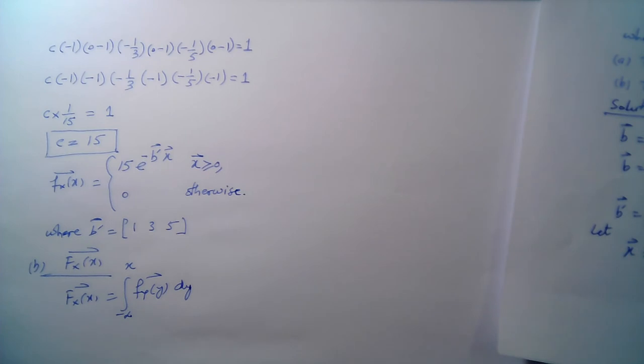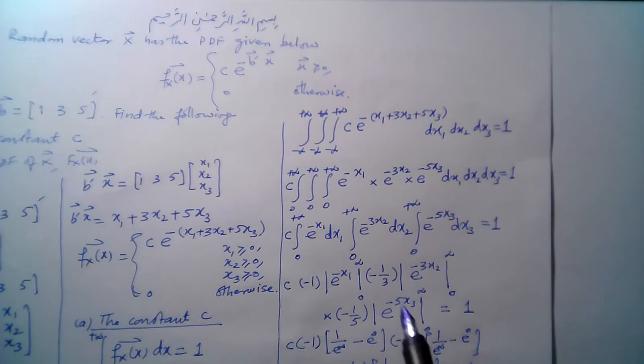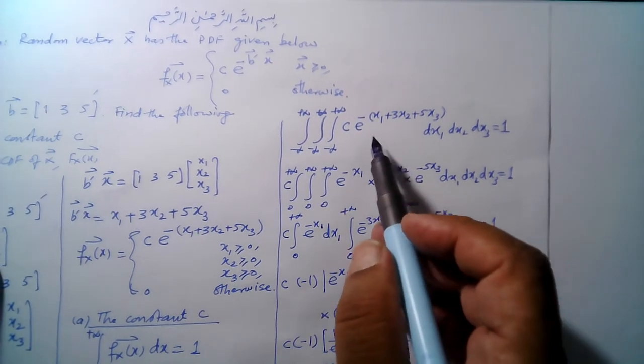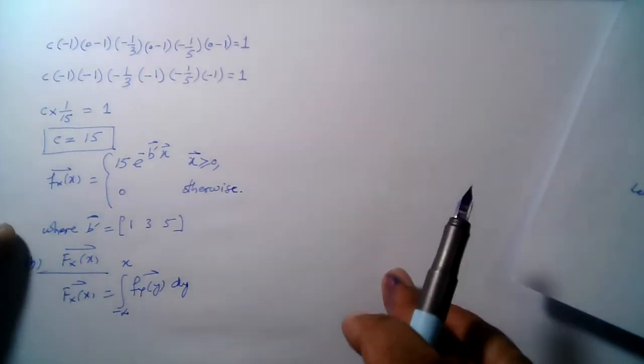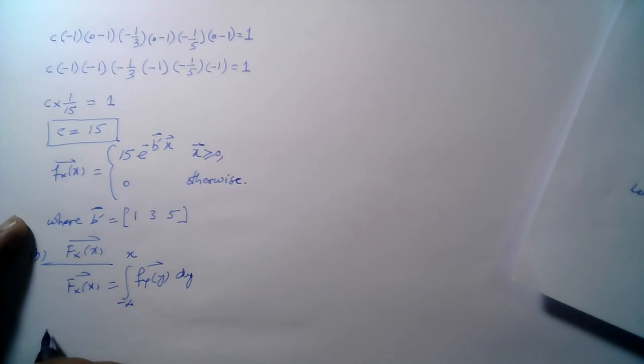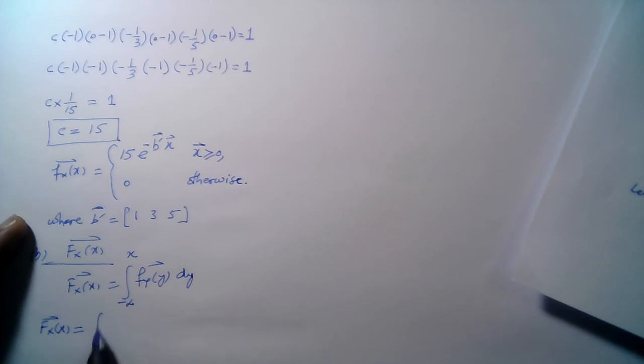As we know, our PDF has 3 elements. The vector has 3 elements. So we can again use the triple integral here. FX of x is given by this triple integral here.